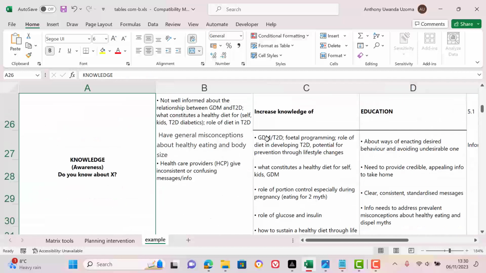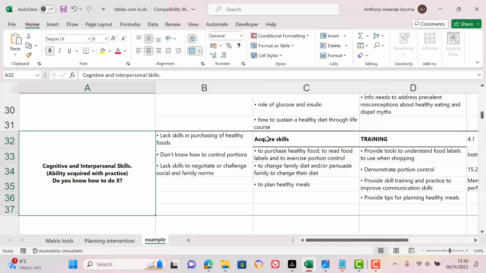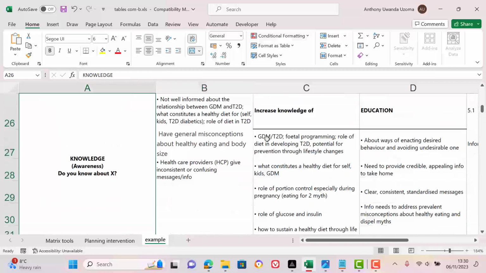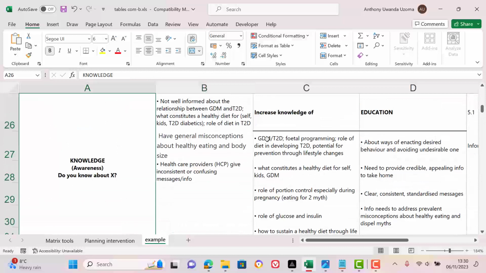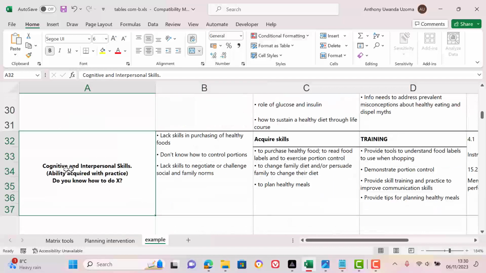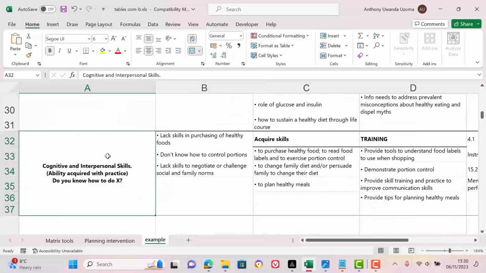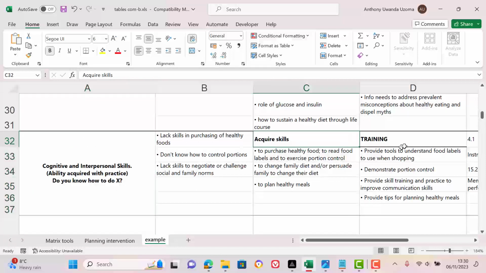Now, that's knowledge. Now let's go straight to skills. So here you have cognitive and interpersonal skills. That is a TDF domain. That is still under psychological capability in the COM-B model. So to address the problem of skills, they used training. So skills is mapped to training.